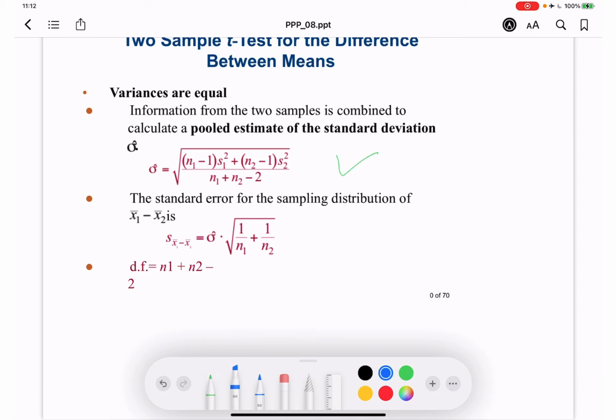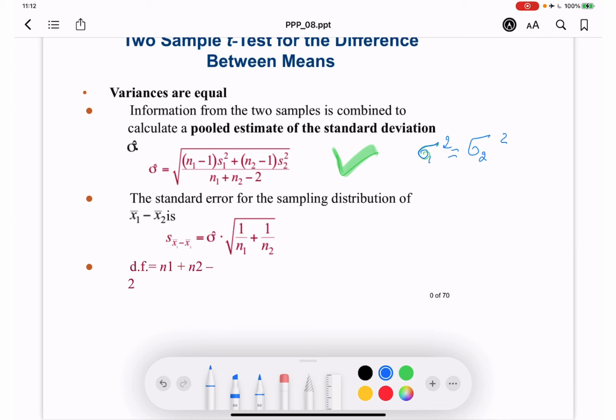Variances are equal, which means sigma 1 squared is equal to sigma 2 squared. Sigma itself is a standard deviation. You square it, it becomes variance. So sigma 1 squared is equal to sigma 2 squared.